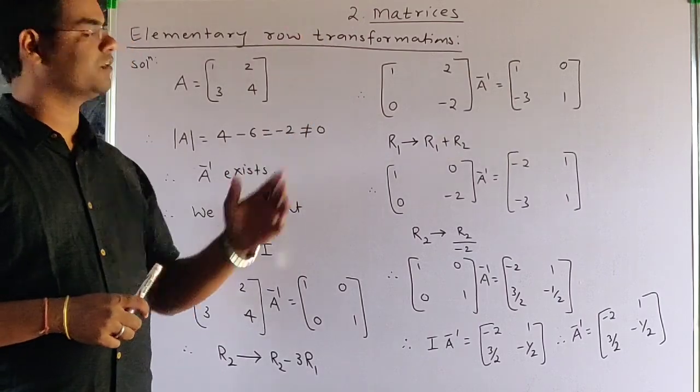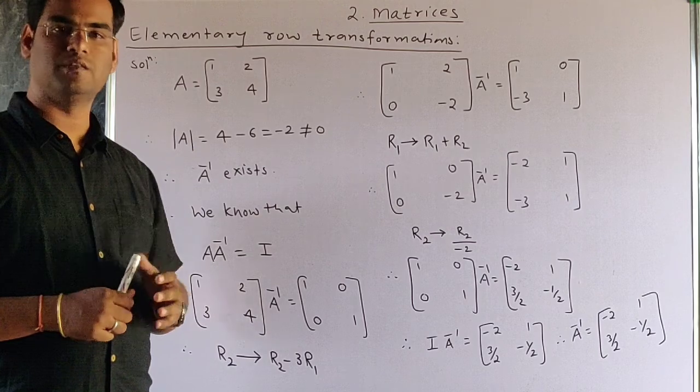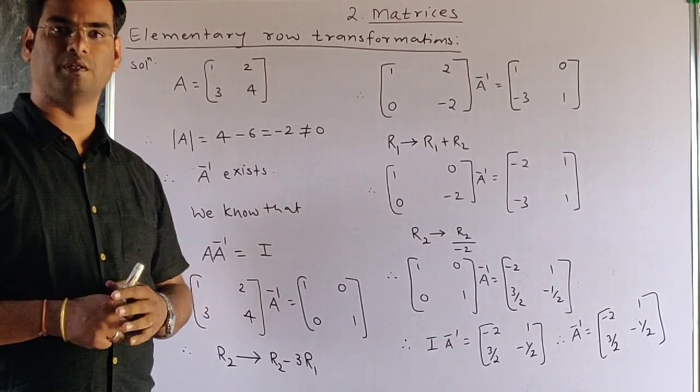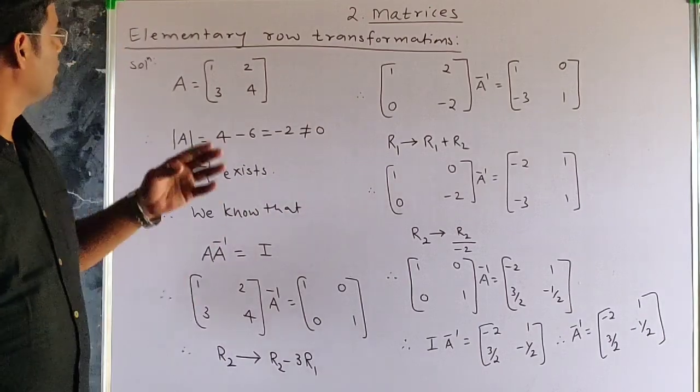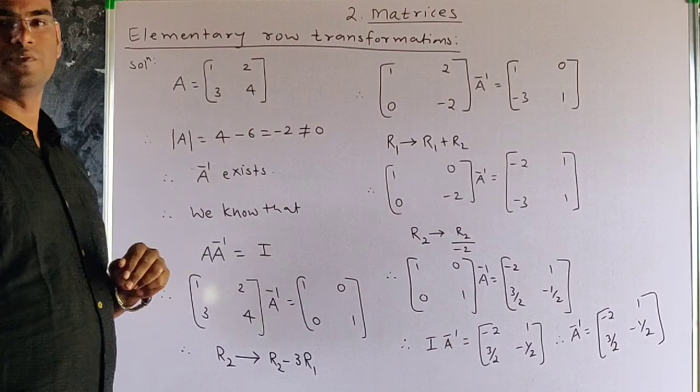We have started the second topic of maths part 1, that is matrices. In the last lecture we discussed the inverse of a matrix by the adjoint method. Now today's topic is inverse of a matrix by elementary transformation.